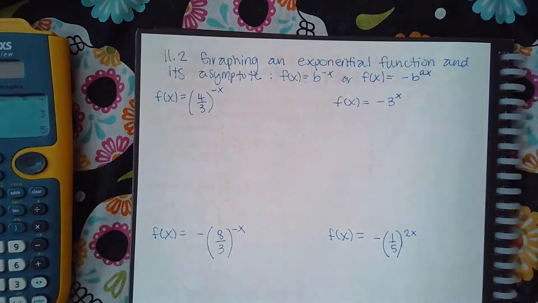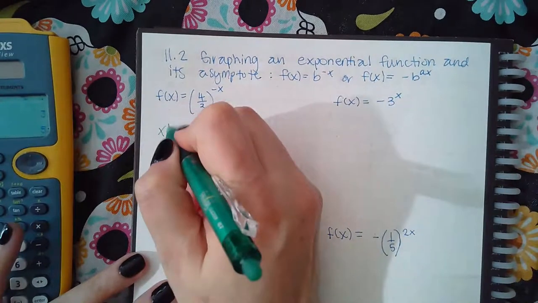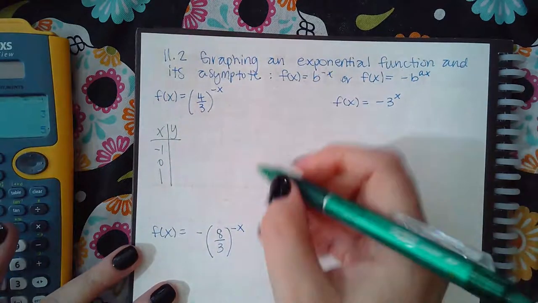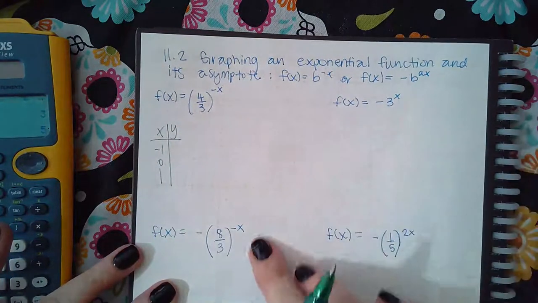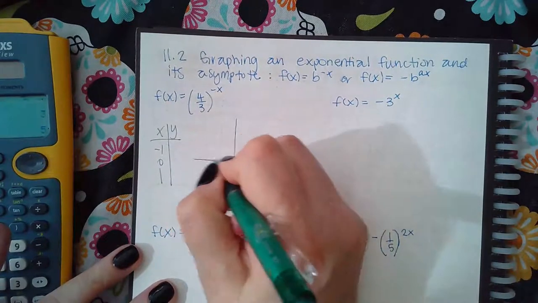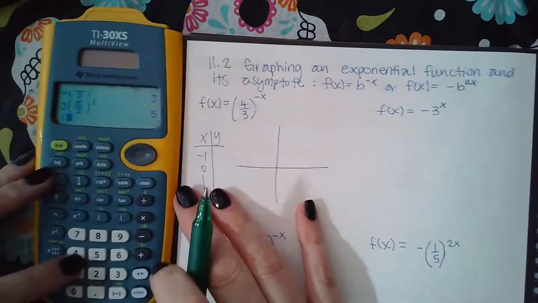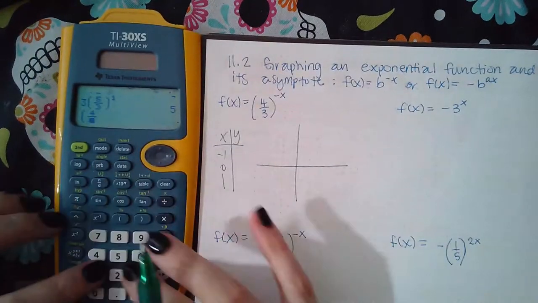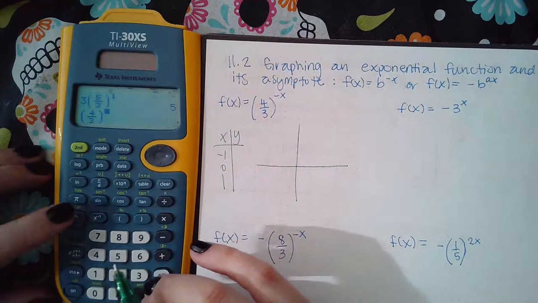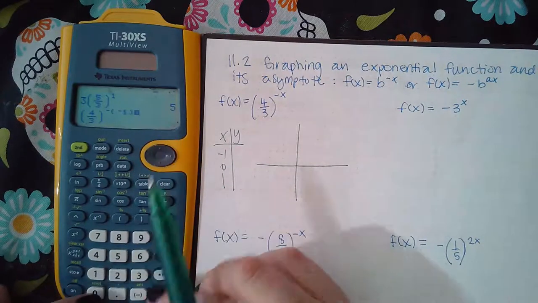Now, you can remember that from transformations, or you can just do what we've been doing already, which is just graphing these things using a table. And because there's no shifts up or down, all of the asymptotes are still going to be on top of that x-axis. So when I plug this in, parentheses, 4 over 3, close the parentheses, and raise it to the negative, and now I plug in these numbers, negative 1.